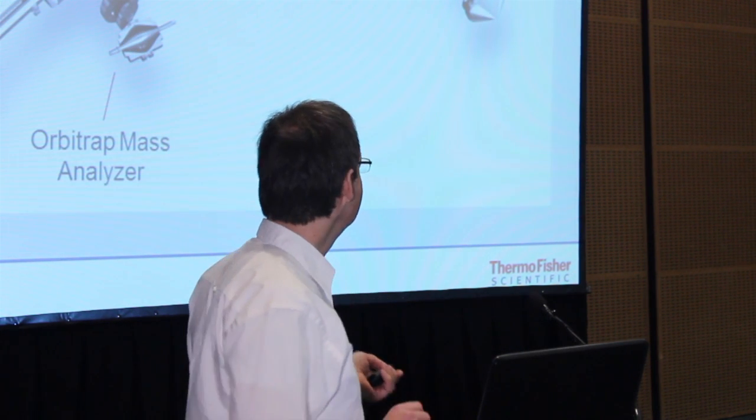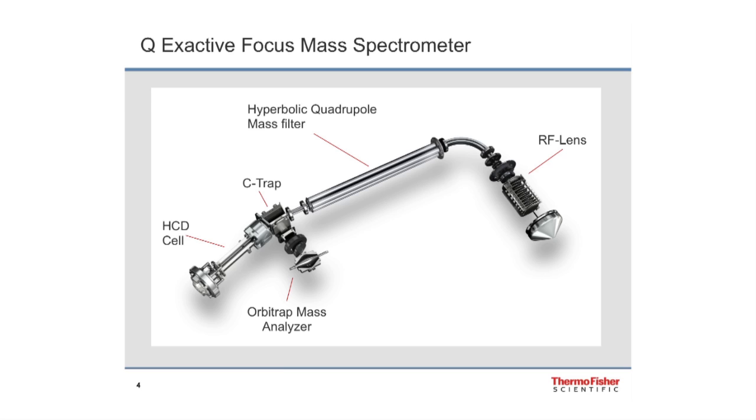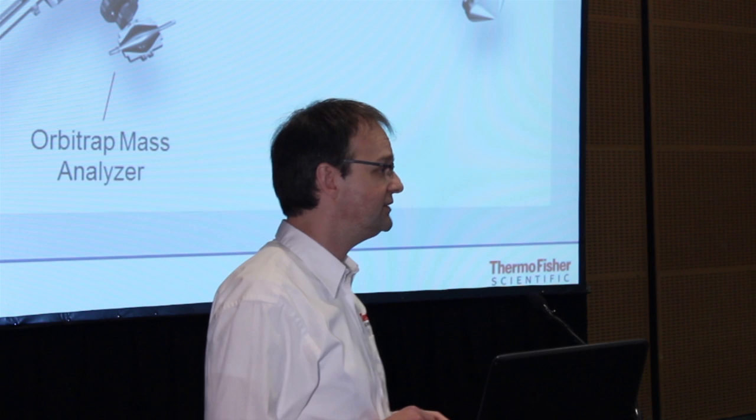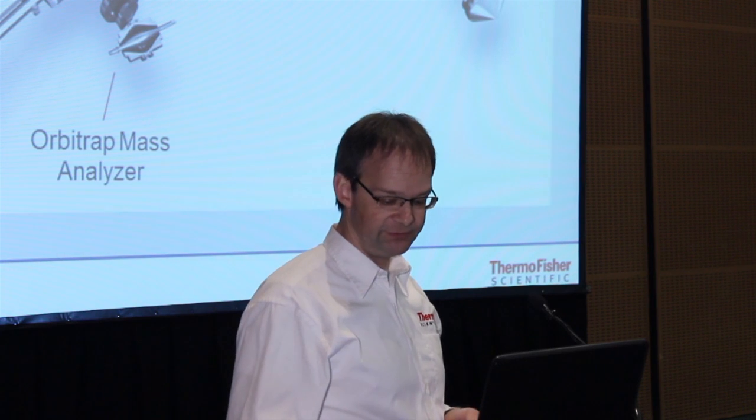This is the schematics of the system. You have the ion source and ion optics here with the RF lens. We have the quadrupole for precursor ion selection, the C-trap, the Orbitrap, and in the back, the HCD cell. That's the known layout of all Q Exactive instruments.